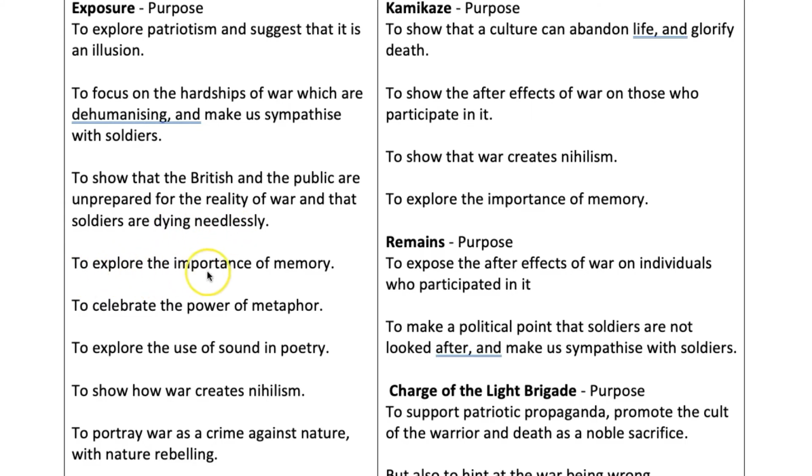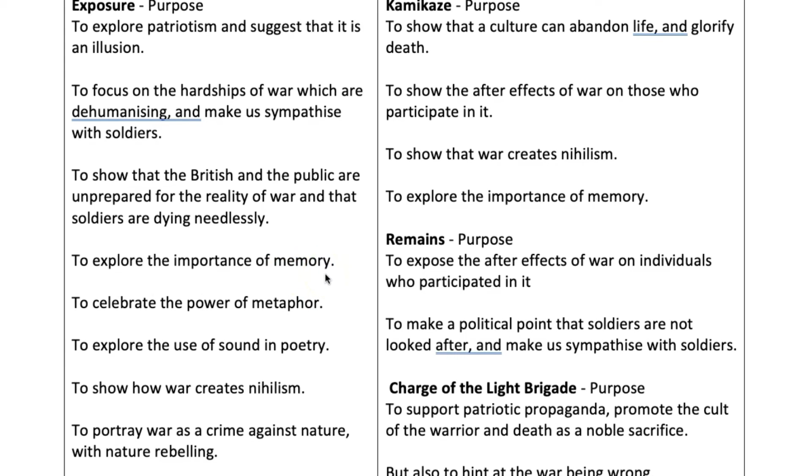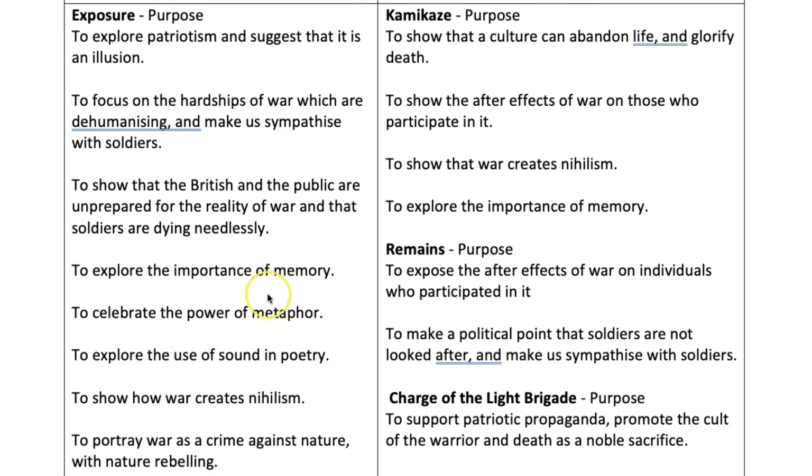It's also to explore the importance of memory, as we see when they start dreaming of home. It's to celebrate the power of metaphor. This nature attacking them is all told through metaphors where nature is presented as an army. And that's, if you like, a structural technique that I'm going to be able to compare.